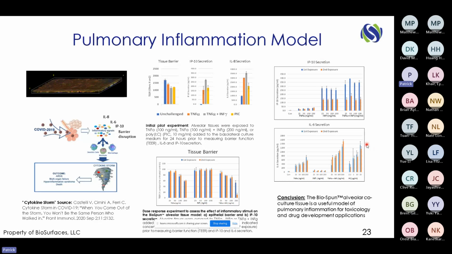And then finally, we looked a little bit at IL-6 as well. And in this case, we found that it was TNF alpha that elicited the secretion of IL-6. Not so much for interferon gamma, but it does look like somewhat of a synergy between the TNF alpha and the interferon gamma in producing IL-6. And then finally, poly-IC also led to the induction of IL-6. So the conclusion here is that the biospun alveolar culture tissue model is a useful model for modeling pulmonary inflammation, and should be useful for toxicity and drug development applications as well.